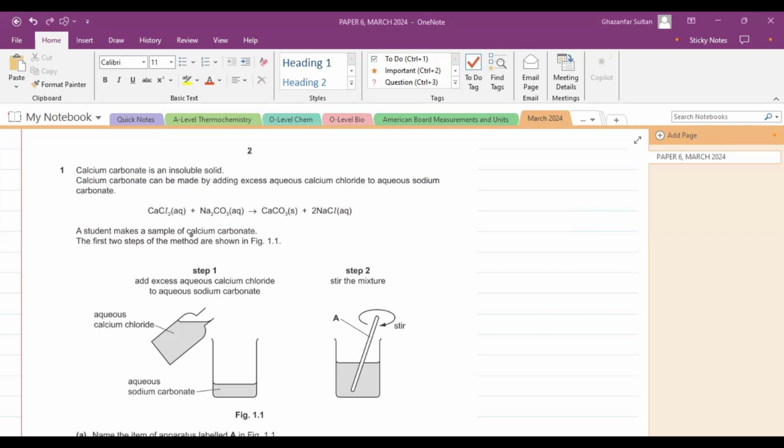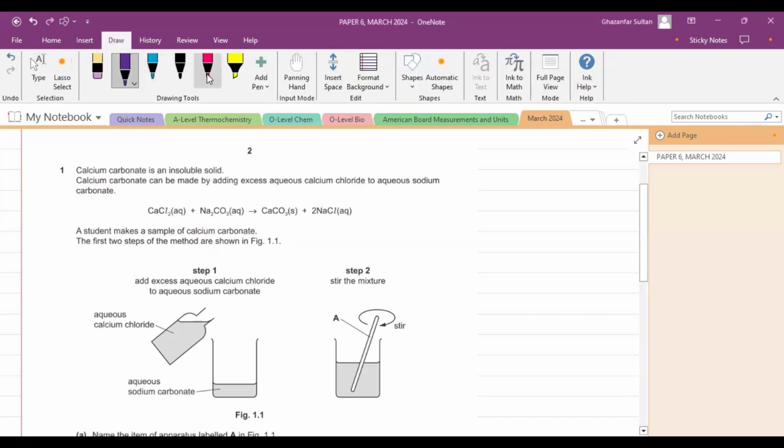A student makes a sample of calcium carbonate. The first two steps of the method are shown in figure 1.1. So what is its method? Add excess of aqueous calcium chloride to aqueous sodium carbonate. So what was in excess? Aqueous calcium chloride, exactly. So it was in excess.